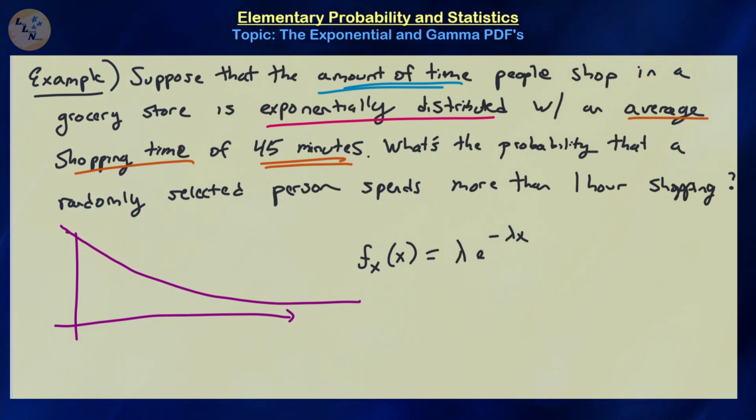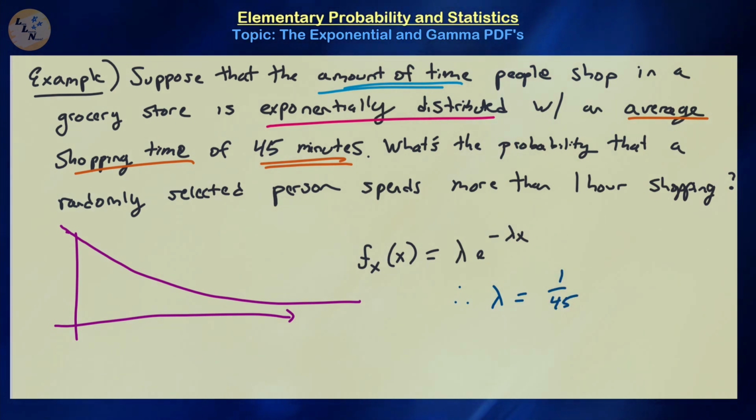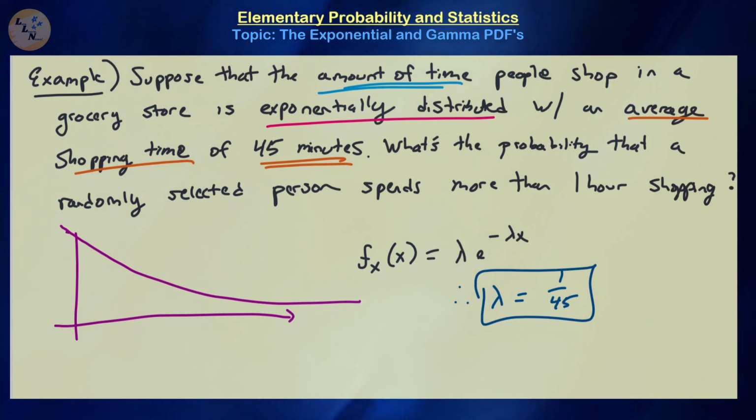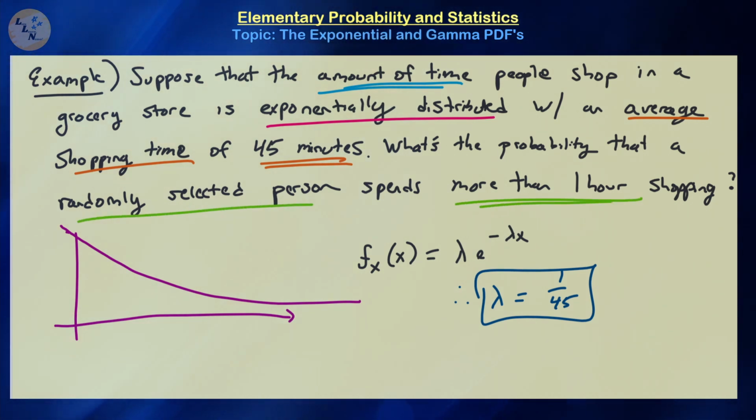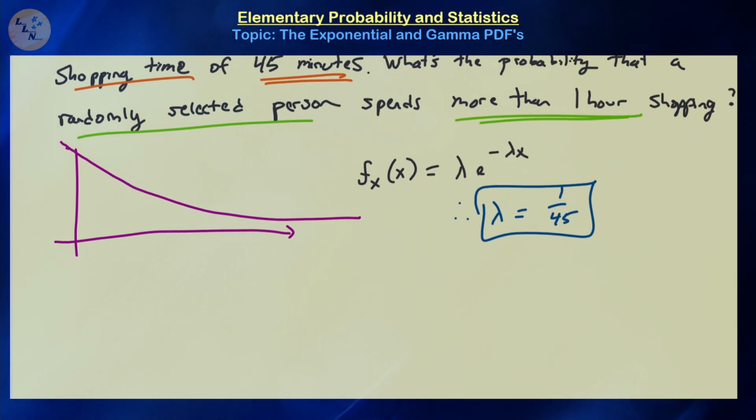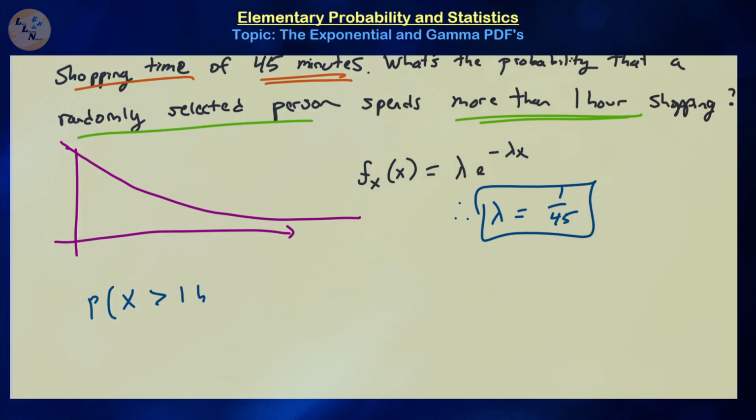Lambda is the reciprocal of the average. So that means lambda must be equal to 1 divided by 45, right? So now that we have our distribution in front of us, we can calculate probabilities and everything else. So what is the probability that a randomly selected person spends more than 1 hour shopping in this grocery store? Right, so in terms of this picture, how can we find that?